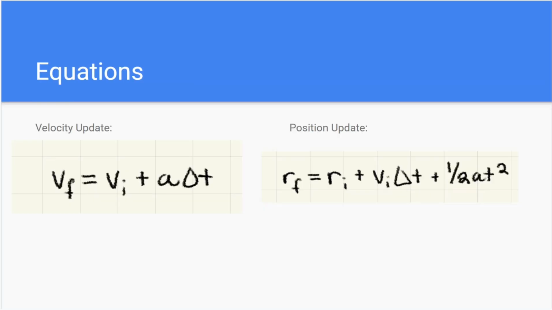Models. So, two equations we used in this lab were the velocity update and position update formulas. The velocity update is velocity final equals velocity initial plus acceleration times delta t, while position update is position final equals position initial plus velocity initial times delta t plus 1/2 a delta t squared.